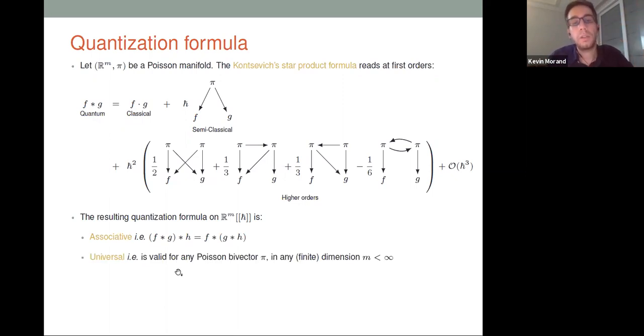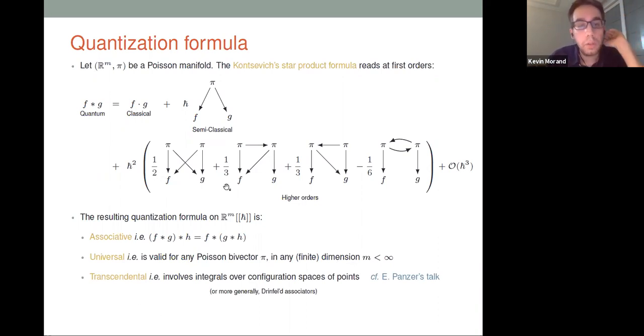It is universal in the sense that, on the one hand, it is valid for any Poisson bivector. So here we can put any Poisson bivector pi on R^m, and the formula is the same. And it is also the same for any finite dimension. So in particular, these weights, these coefficients here, do not depend on the dimension. So this formula is universal. It is valid for any Poisson bivector in any finite dimension.